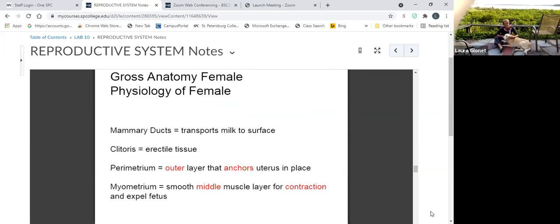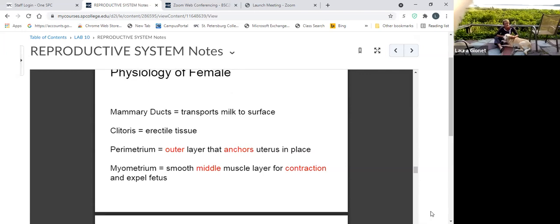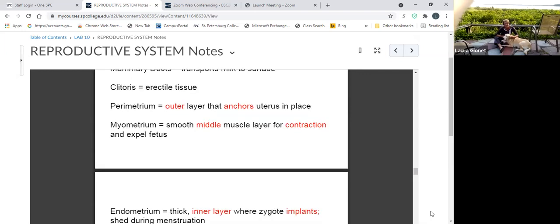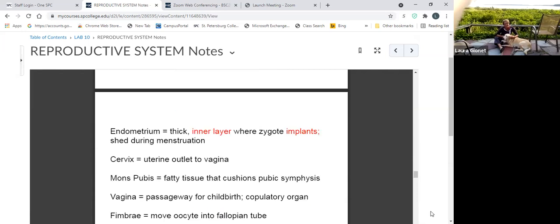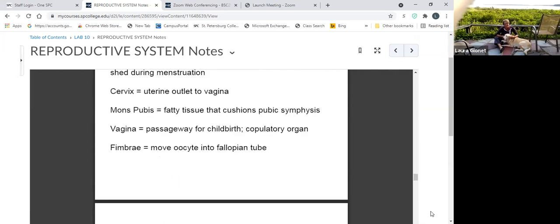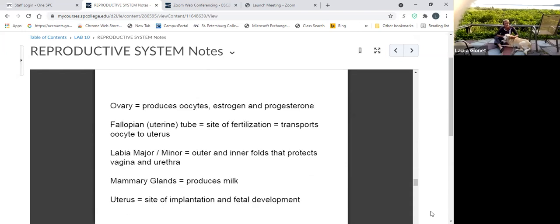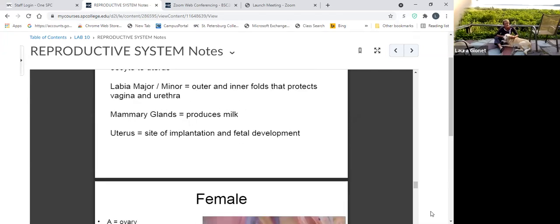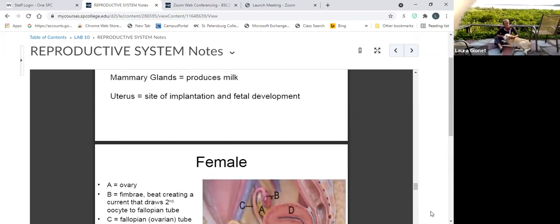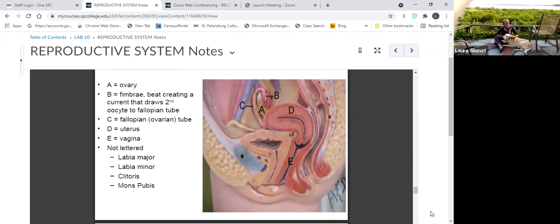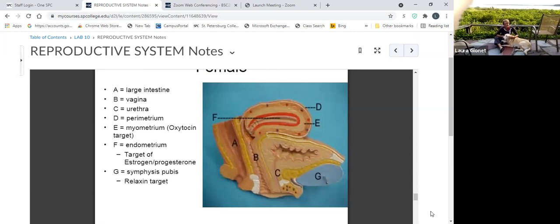Right, then we get into female anatomy. Again, mammary ducts, mammary glands, the clitoris, the perimetrium, the myometrium, the endometrium, cervix, mons pubis, vagina, fimbriae. Oocytes produce oocytes, estrogen, progesterone. The ovary. Right, fallopian tubes, labia majora and minora, however you want to say that. Mammary glands, the uterus, and now the same models, but labeled a little bit differently, though very similar.